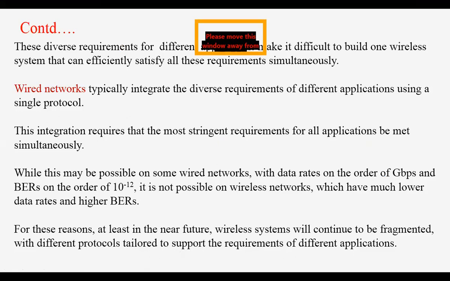While this may be possible on some wired networks with data rates on the order of gigabits per second and low bit error rate, suppose I consider optical fiber cable: high data rate, low probability of error. But it is not possible in the case of wireless networks, which have much lower data rates and high error probability. For these reasons, at least in the near future, wireless systems will continue to be fragmented into different application classes, with different protocols tailored to support the requirements of different applications. So we have to use different protocols for specific applications.